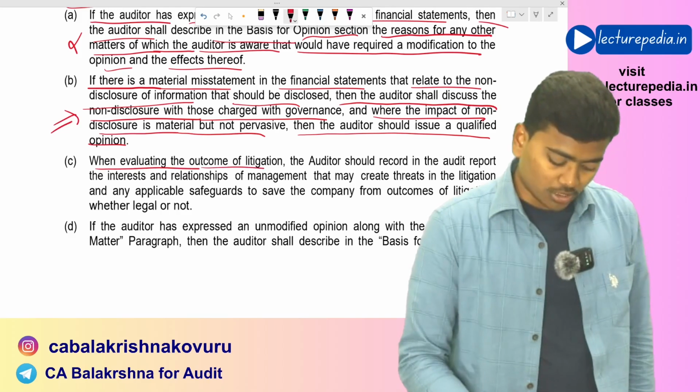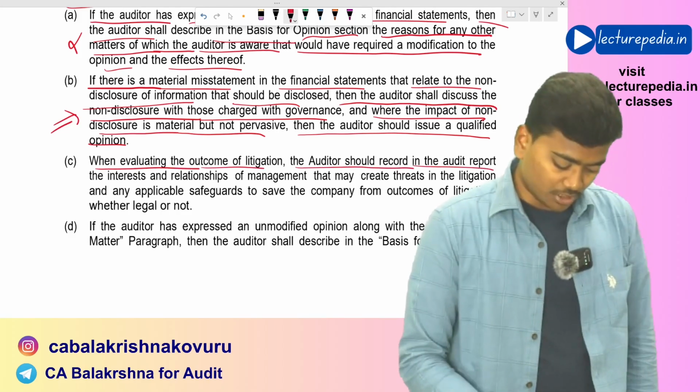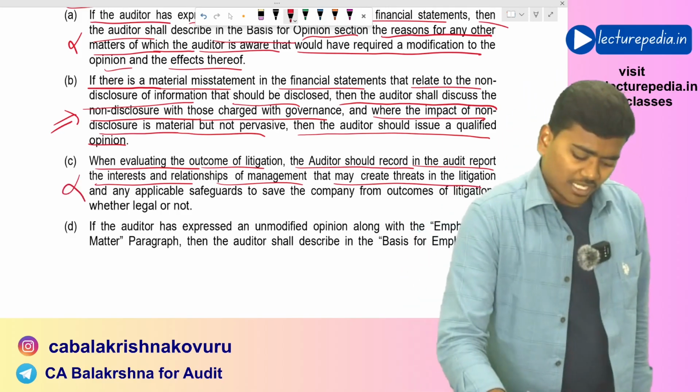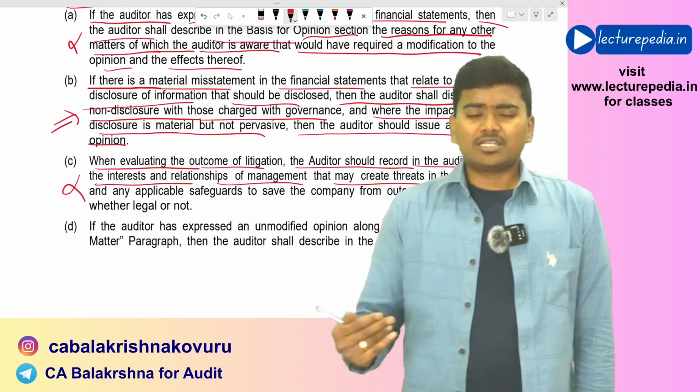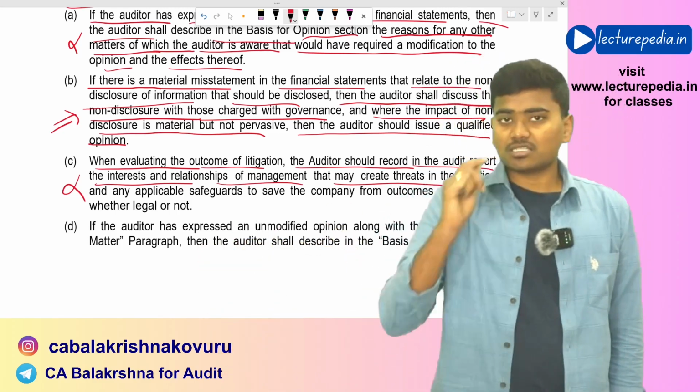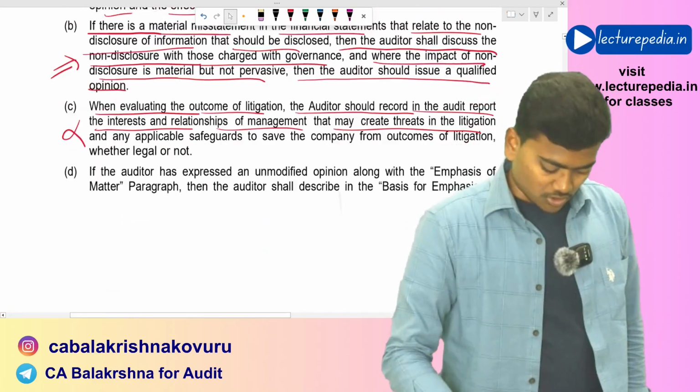Next, option C. When evaluating the outcome of litigation, the auditor should record in the audit report the interest and relationship of management that may create it. No, while evaluating the outcome of litigation, the auditor's report need not mention the interest and the relationships of the management that is involved in the litigation. No, that requirement is not there.